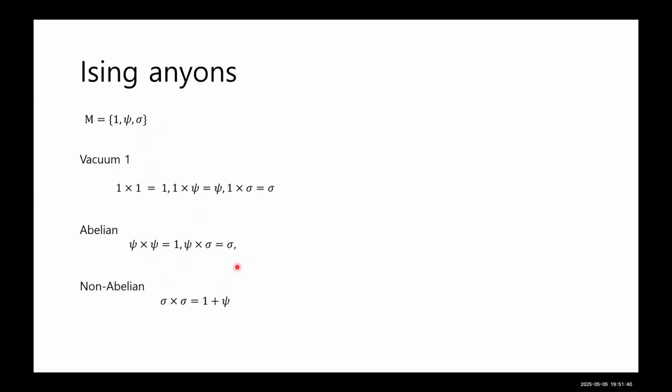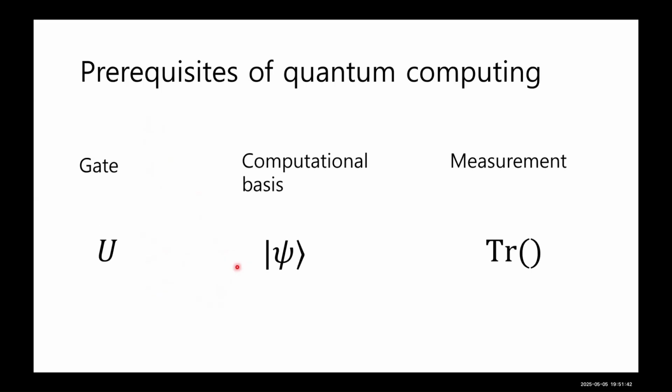So keep in mind that, let's make the quantum computer. Before that, we have to know what are the things we need to make a quantum computer. The first is gate. We have to change the quantum state as we want to. And the second one is computational basis. And the last one is measurement to get some information from the quantum state.